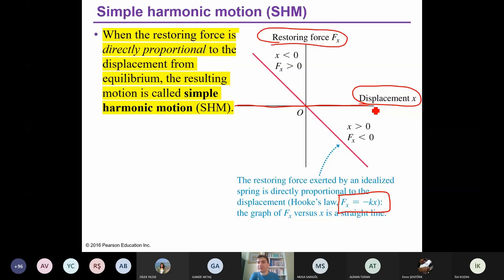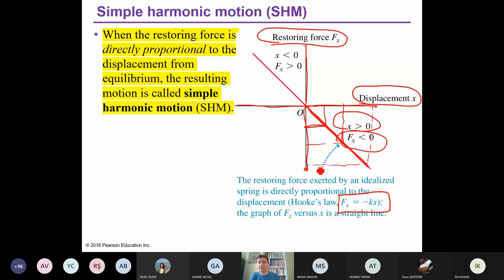If x is positive, the restoring force, the force applied by the spring, is along the negative x direction, so it has this type of relation. What do you see here? The force is directly proportional to x. If I increase x, then the force increases. If I increase the displacement, then the restoring force increases in the negative direction. I'm talking about the increase in the magnitude of the restoring force. And if I increase the displacement, then I will increase the force.